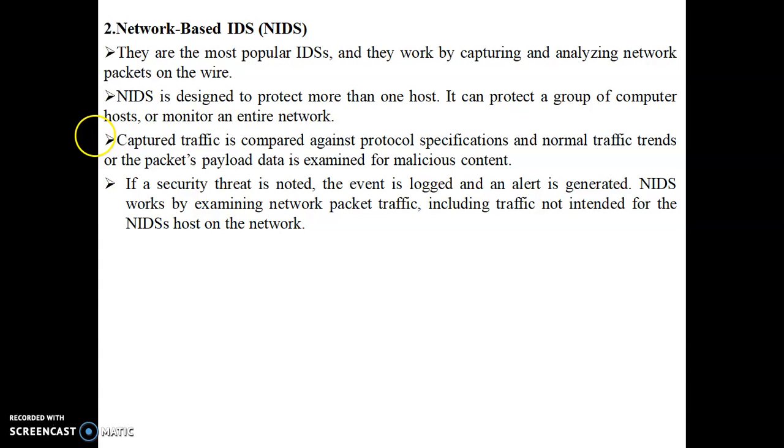Captured traffic is compared against protocol specification. Now what is the role of NIDS? It basically captures the data. Whenever the data comes into the network, it captures the data and does the scanning of the data. Now when the scanning is done, based on what the data is accepted and based on what the data is rejected, they have some protocols set. Before the data is sent on the network, the protocol is set at the router. We call it configurations. So this is known as protocol specification.